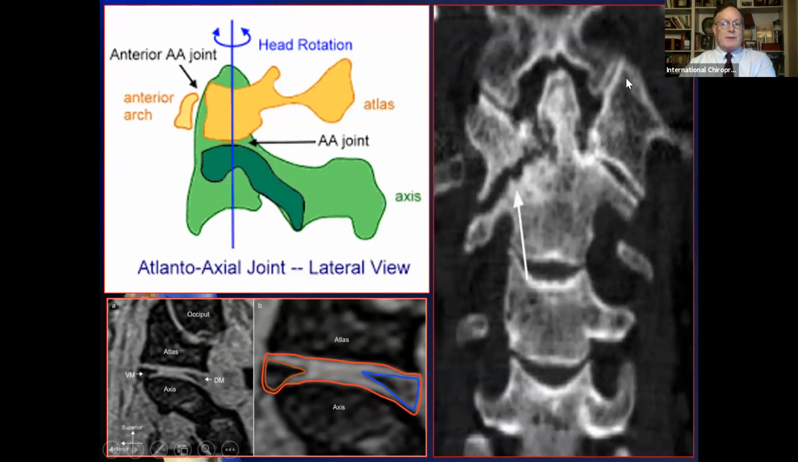Now the orientation here is very stable. Notice the angulation here of the superior and inferior articular surfaces of the lateral masses of C1. Creates a nice wedge-like relationship.